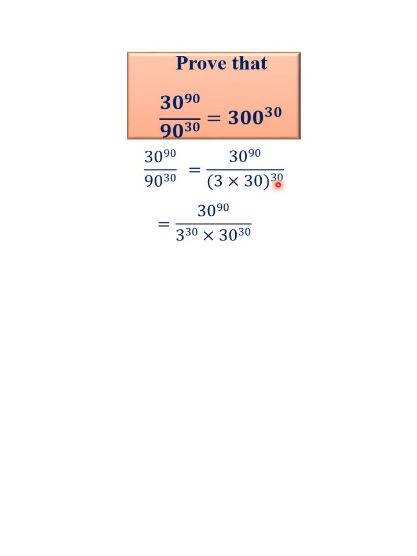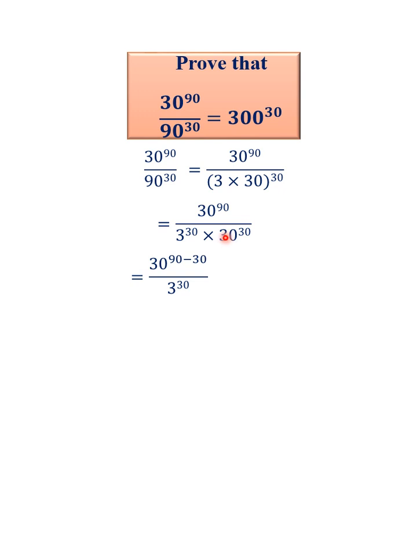The power of 30 distributes over both, so each of them can carry the power of 30 connected by multiplication. So we have 30 raised to power 90 all over 3 raised to power 30 times 30 raised to power 30. Let's continue. We can compare these two. They are in the same base and they are dividing, so we can take the base and subtract the power. So we now have 30 raised to power 90 minus 30.